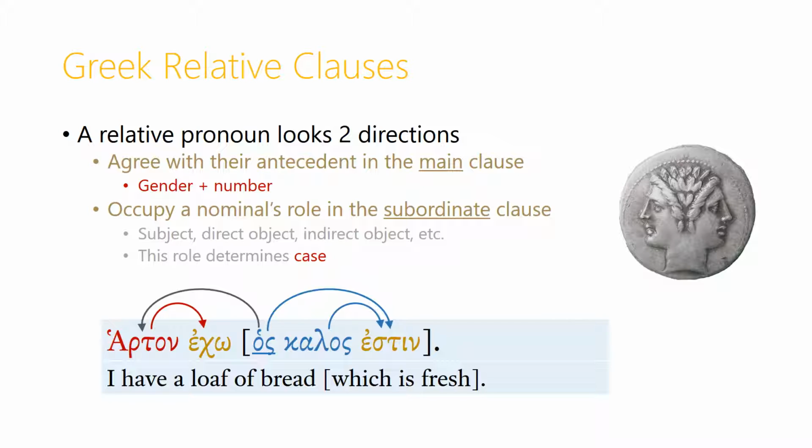So did you get that? The gender and number come from the antecedent, but the case comes from the role of the relative pronoun in the relative clause. That's why, although arton here is the direct object of echo, and so it's in the accusative case, hos is in the nominative case. Why? Because it's the subject of estin in the relative clause. I have a loaf of bread, which, subject, is fresh.